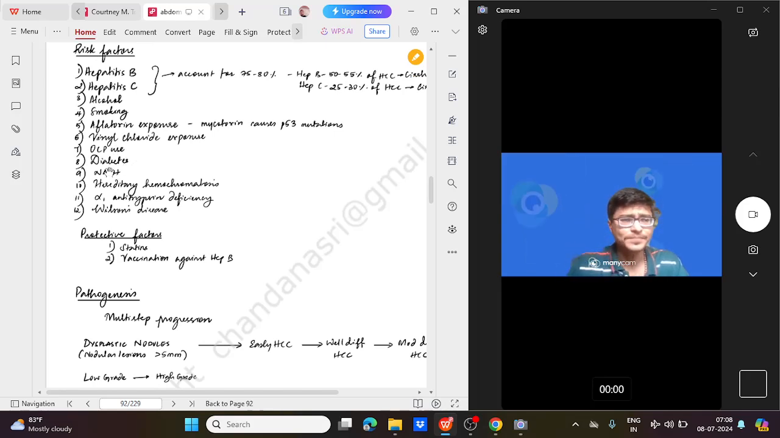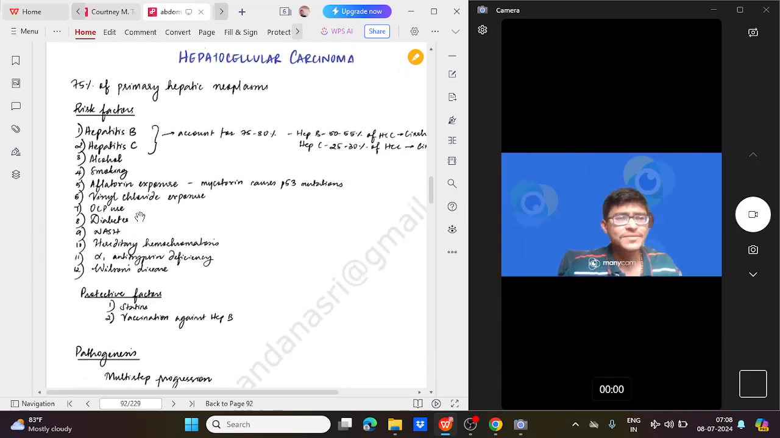diabetes, non-alcoholic steatohepatitis, and some metabolic congenital disorders like hereditary hemochromatosis, alpha-1 antitrypsin deficiency, and Wilson's disease. So these are the risk factors.